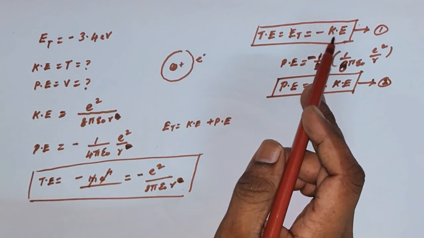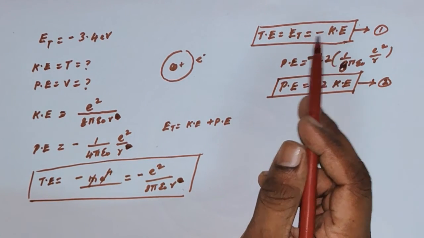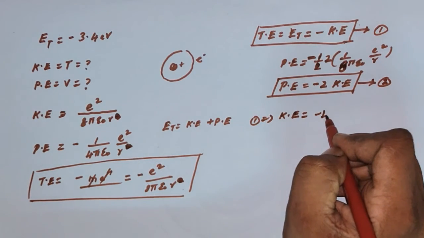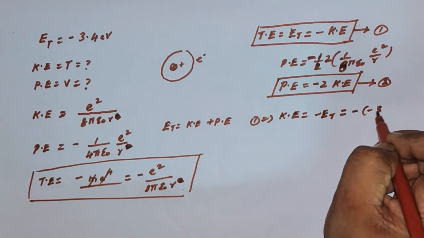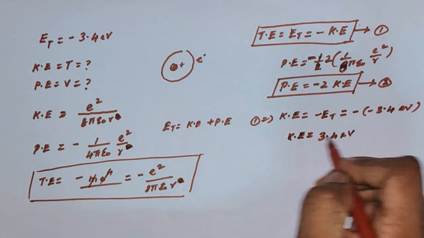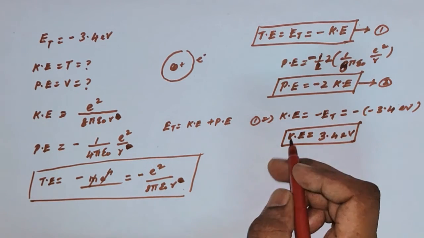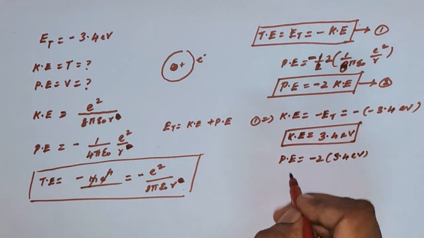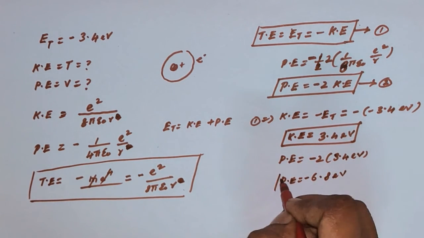Hence from equation 1, the total energy is equal to minus the kinetic energy, and the potential energy is equal to minus 2 times the kinetic energy. We know only the total energy, minus 3.4 electron volt. So the kinetic energy is equal to minus E total, which gives plus 3.4 electron volt. That is the first answer. Now the potential energy is equal to minus 2 times the kinetic energy, minus 2 times 3.4 electron volt, which gives minus 6.8 electron volt. This is the potential energy.